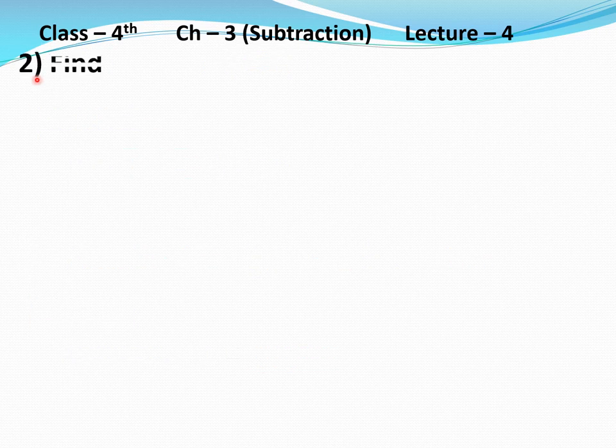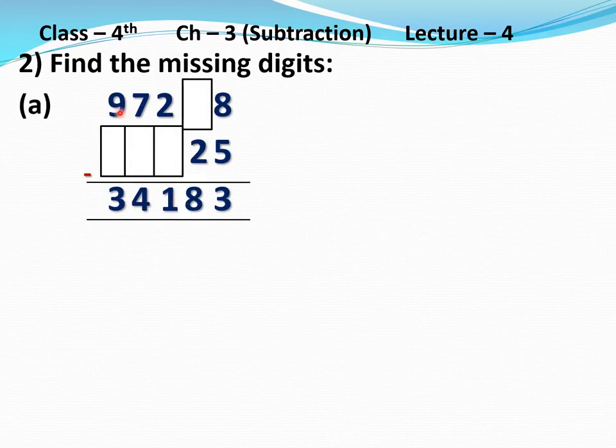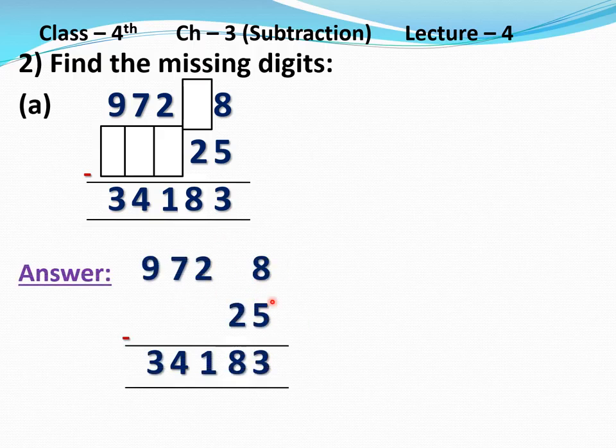Now question number 2. Find the missing digits. A part. See, note this question very carefully. See, 9, 7, 2, dash 8. Second number dash dash dash 2, 5. Difference is 3, 4, 1, 8, 3. Okay. See, answer. See, 8 minus 5 equal to 3.